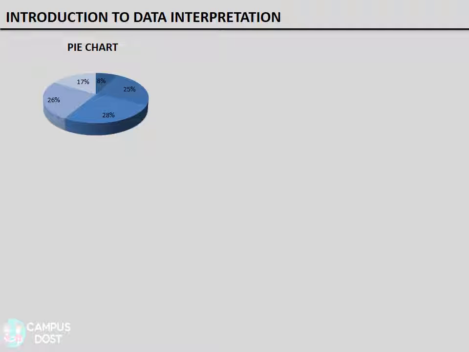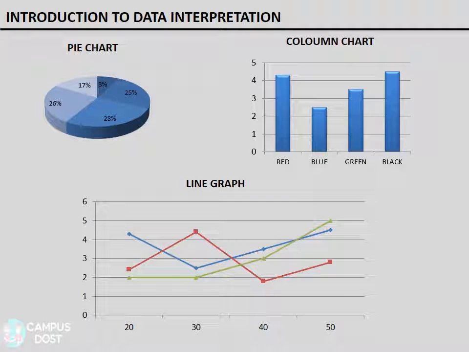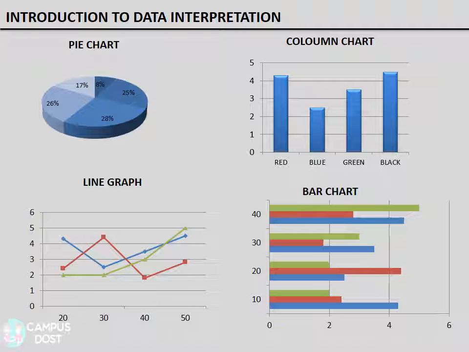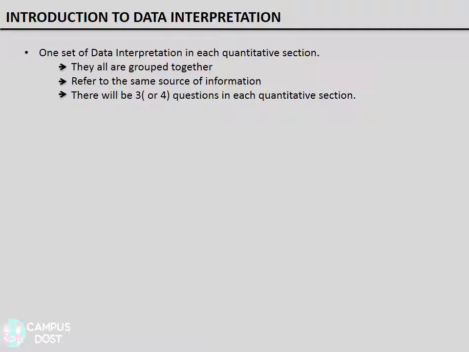The pattern for DI questions has pie chart, column chart, line graph, bar chart. You may also encounter questions based on scatter plot and Venn diagram, which we will discuss in later videos. Each quantitative section of GRE will contain one set of DI questions where they are all grouped together and refer to the same source of information. In general, you could see three or sometimes four questions in each quantitative section.